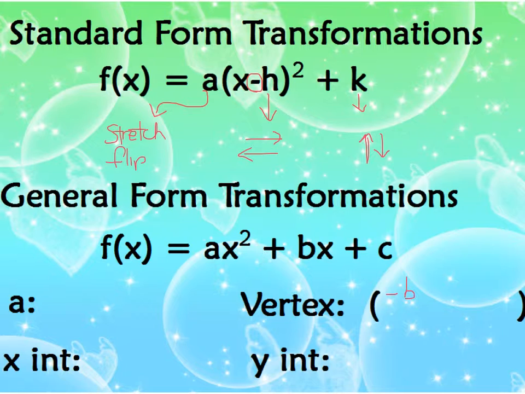If it's in general form here, we can find our vertex by taking the opposite of b, which is the coefficient on your x term, and dividing it by 2 times your a value, which is your coefficient on your x squared. Okay, so that will get you the x value of your vertex. To get the y value of your vertex, you're just going to plug that into the equation. So you plug in what you found for x, see what you get back for y, or in this case f of x. That will end up being your ordered pair.